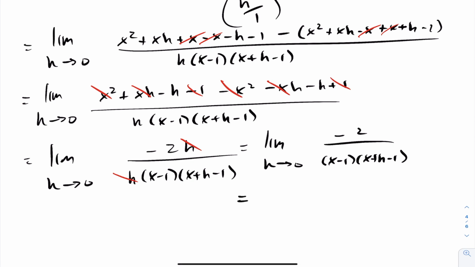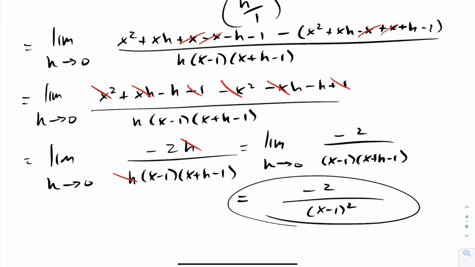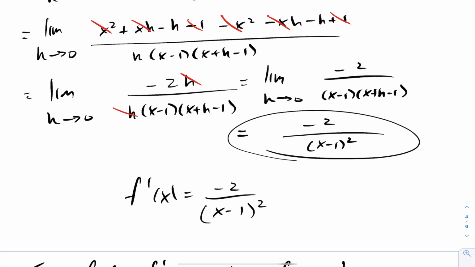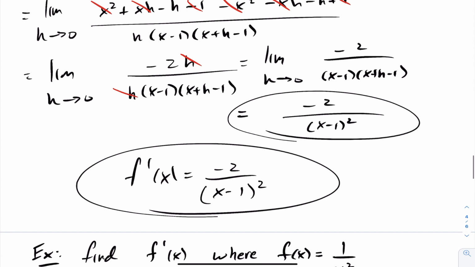Now I can go ahead and take the limit of the top, which is just going to be itself. It's going to be negative 2. I can take the limit of the bottom, which is just a product of two polynomials, so it's continuous. I can let that h be 0, in which case here I get x minus 1 squared. So therefore, with this problem here, we have f prime at x is going to be negative 2 over x minus 1 quantity squared. All right, let's try another.